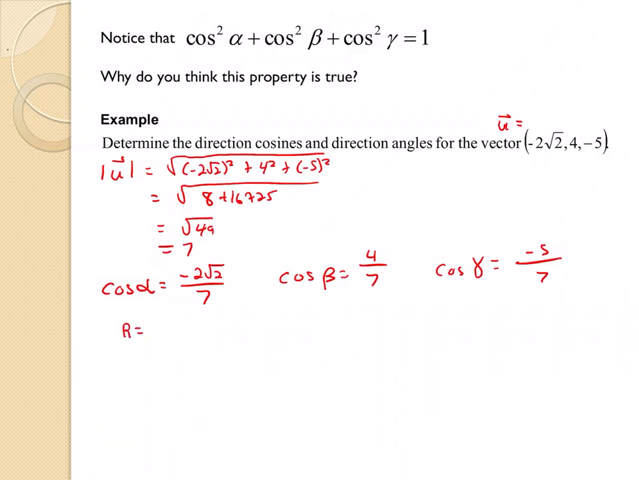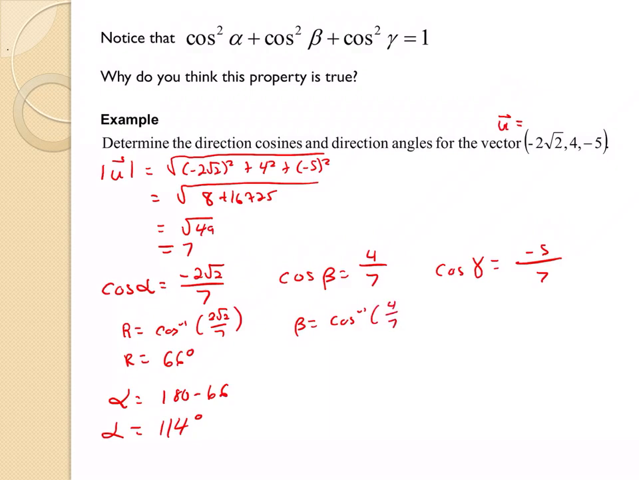Now, to find the actual angles here, I'm going to put an extra step in. If I do cos inverse of 2 root 2 over 7, what I get is 66 degrees. But this cosine's negative, so actually alpha is 180 minus the 66, which is 114. I don't want to get too carried away with trig at this particular moment, but that has to do with the CAST rule and that this negative was in the second quadrant, so I first had to find that related angle first.